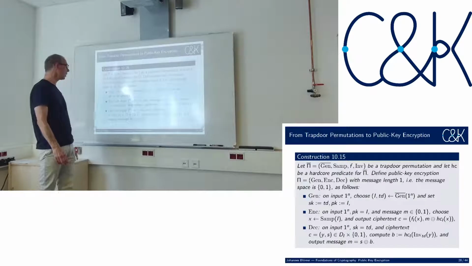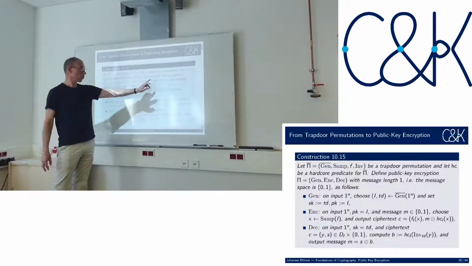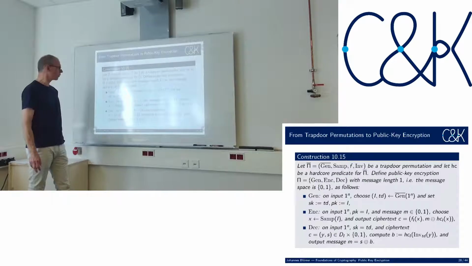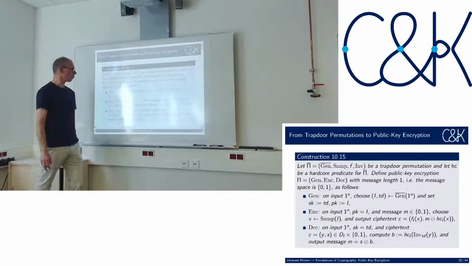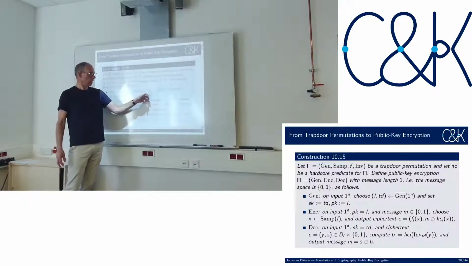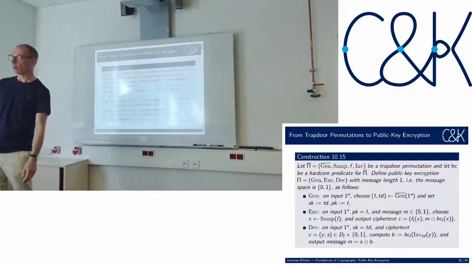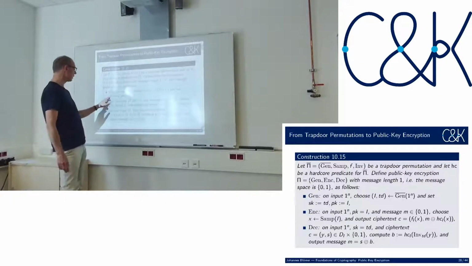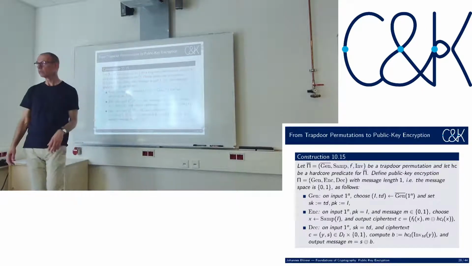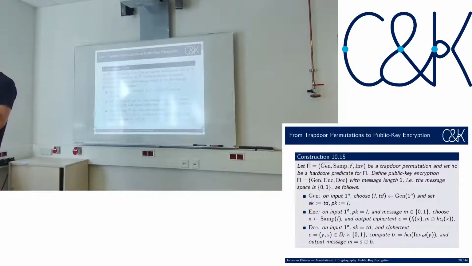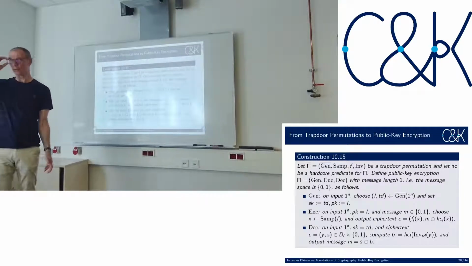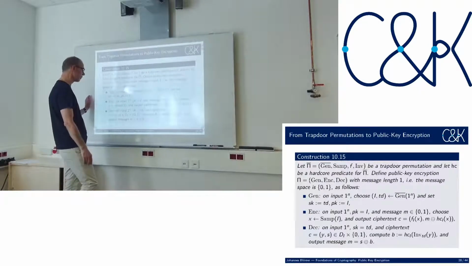Then define a public key encryption scheme pi with message space {0,1} as follows. The key generation algorithm on 1 to the n chooses I and the trapdoor td using the generation algorithm for the family, and sets the secret key to be td and the public key to be I. So in RSA, I would be (N, e), and sk would be (N, d). So really, the outline that I did is for the key generation; RSA is a correct example.